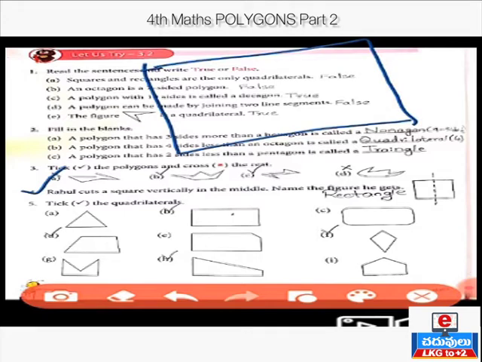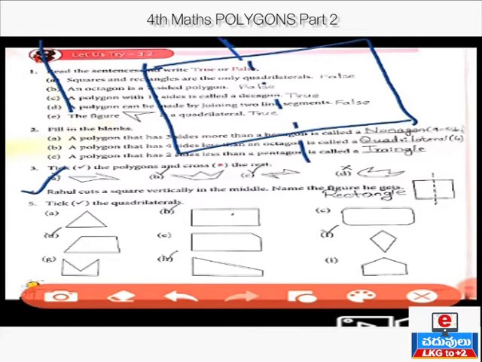Name the figure. Vertically means a standing line. Horizontal means a sleeping line. Okay. The square will be cut vertically. Vertically means it will be a standing line.